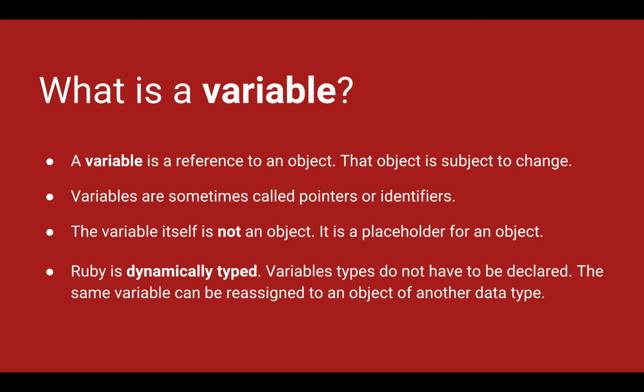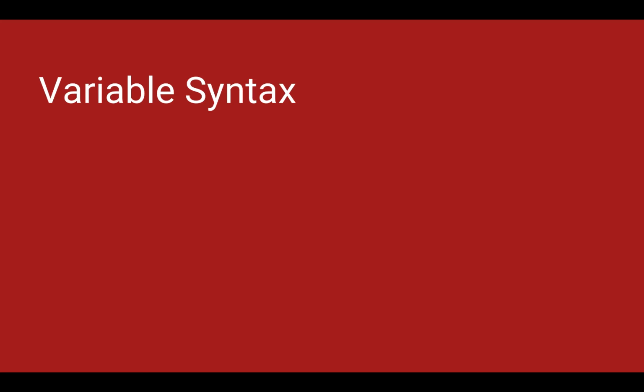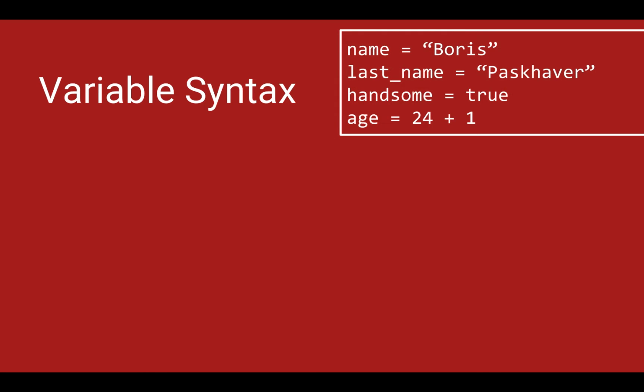So the same variable in Ruby can be assigned to objects of different data types. The same variable can point to an integer or a number, and then it can later point to a string in the exact same program, the exact same variable. We'll see how this works in the code editor in just a second. So I'm going to show you some syntax for creating a variable. We can see it appear right here in the box on the top right.